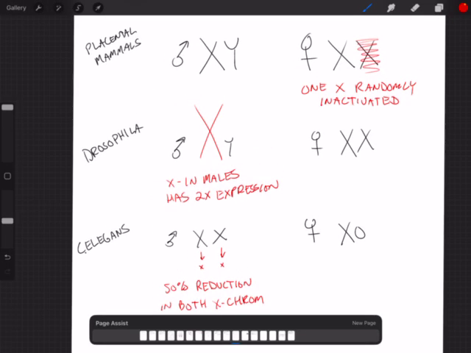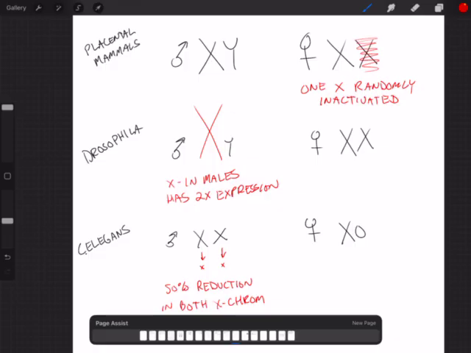Right? So there's many ways you can go about it. You can turn off an X and then it's equal. You can make the X twice as active and then it's equal. Or you can take the 2 X's and bring each down by 50%. Right? The important thing to remember, though, is that it is a problem and it is being addressed whenever it arises. So there are many ways to accomplish this task, and I wouldn't remember all of them. But it is being addressed by the cells, right? This gene balance thing is actually quite important.